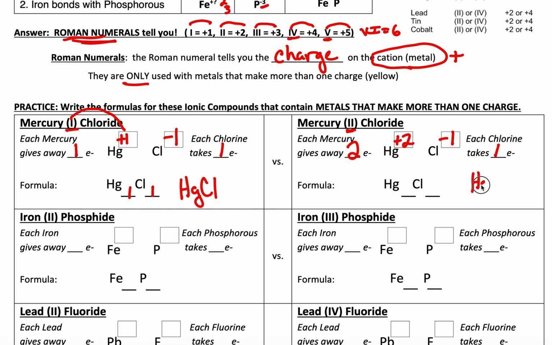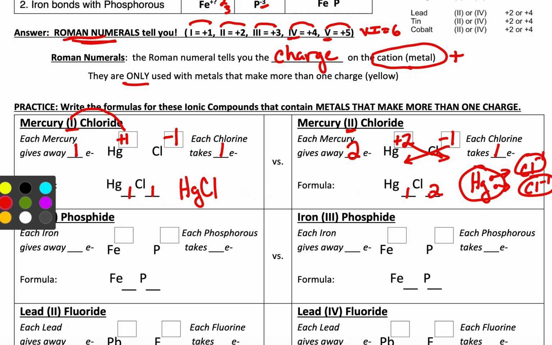So the mercury is saying here, I've got 2 valence electrons that I want to get rid of. Each chlorine says I can only take 1, but I'll find a friend. So here comes the other one. So there's 1 mercury hooking up with 2 chlorines. That's what we get when we crisscross. So 1 mercury hooking up with 2 chlorines.